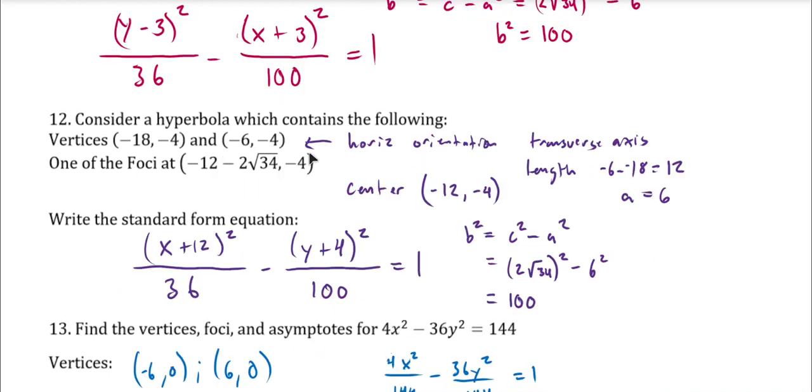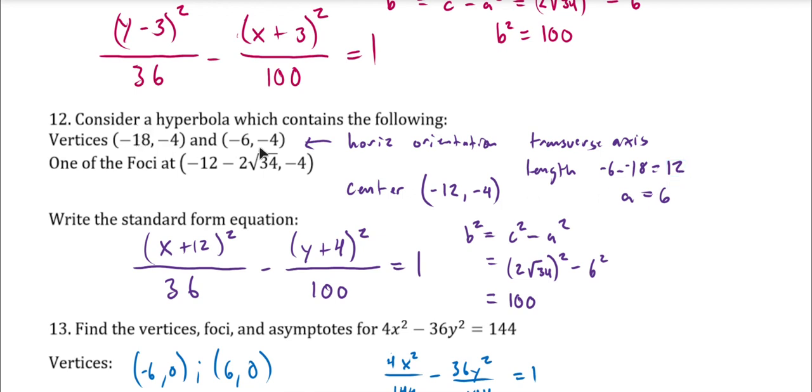Number 12 asks us to consider a hyperbola which has certain vertices and a certain foci, just like the last one. Here we can see horizontal orientation because it is the x values which are moving. The transverse axis length is 12, and so a is 6 again.